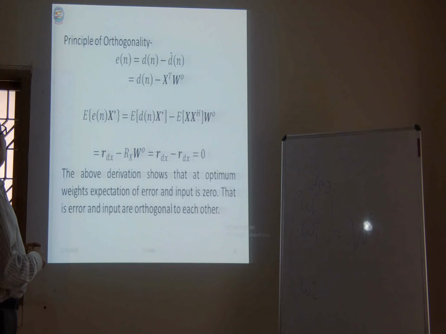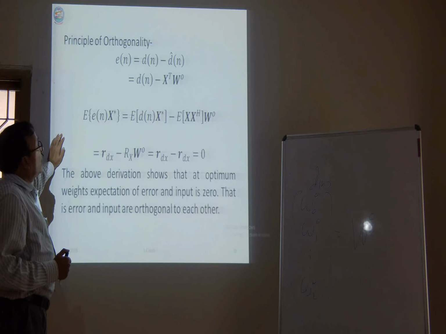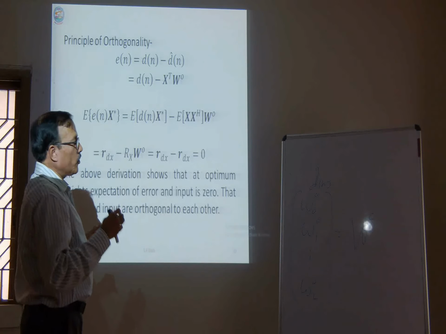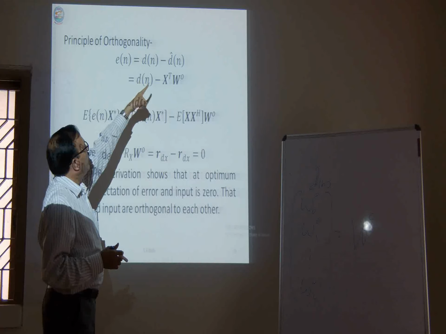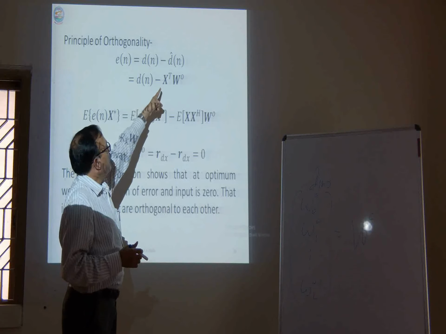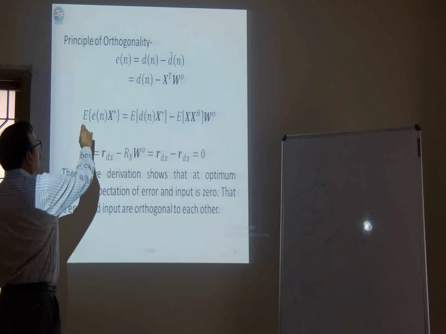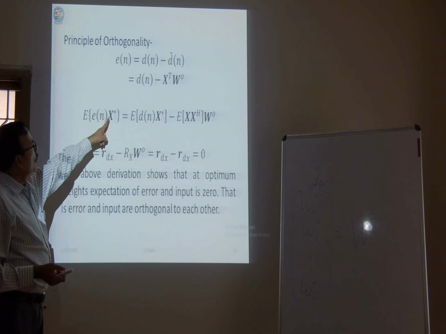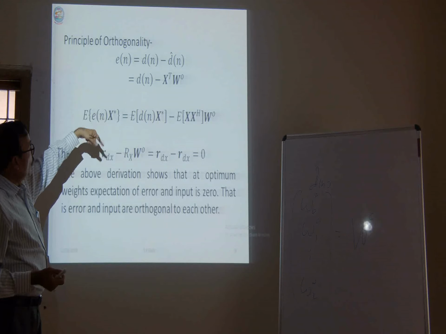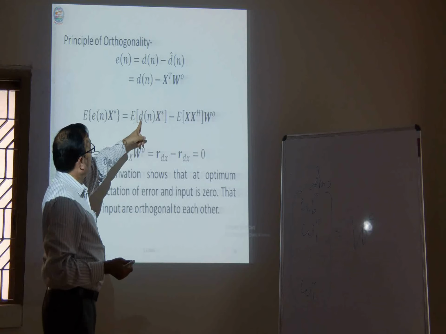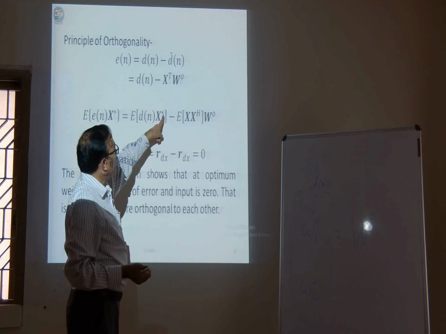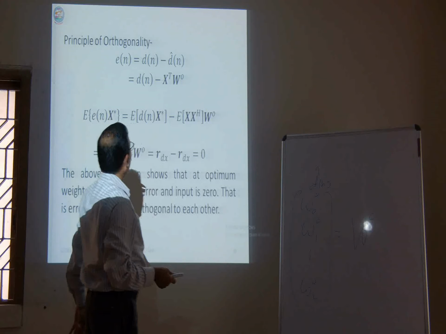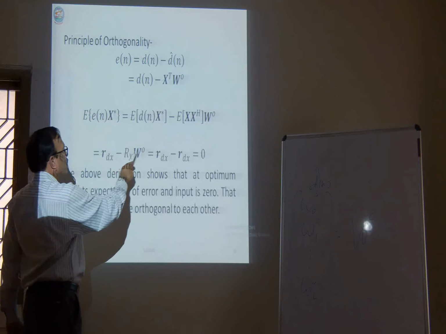Next. So principle of orthogonality. What is the principle of orthogonality? When at the optimum point, that means when w is equal to w0, en is equal to dn minus d cap n, which is equal to dn minus x transpose w0. Now we find out the expectation of en with the input at the optimal point. That means here E of dn into x complex conjugate minus E of x x complex conjugate into w0. So that is equal to r minus this one, which is 0.